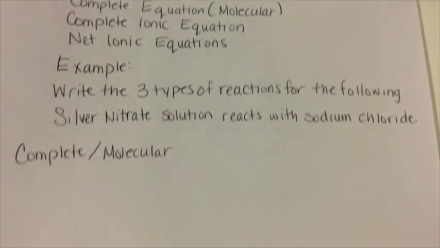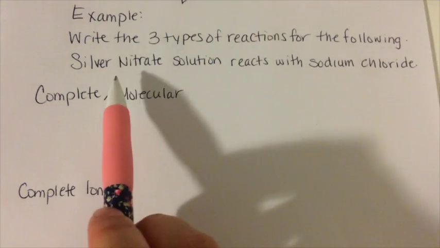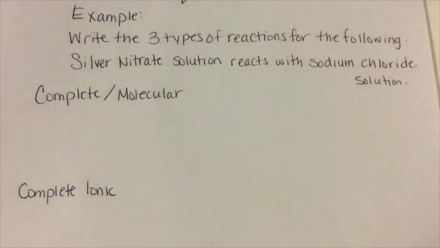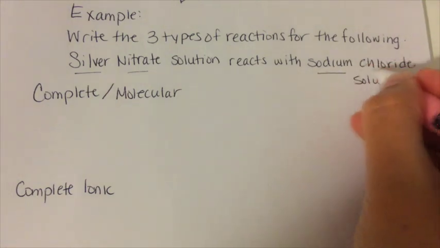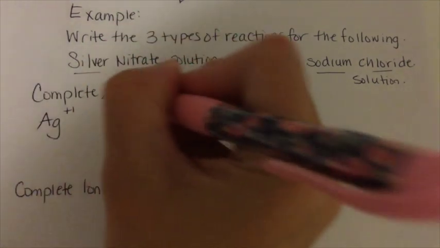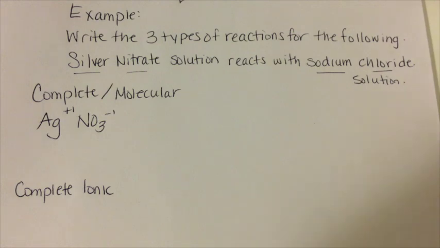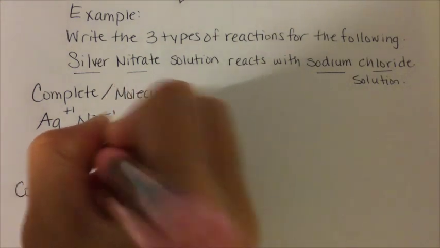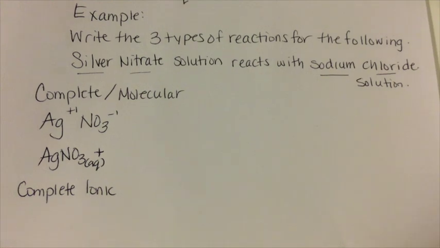So for example, if we want to write those 3 types of reactions for when silver nitrate solution reacts with sodium chloride solution, the first thing we're going to need to do is figure out the formula for the silver nitrate and the sodium chloride. So silver has a charge of +1 and nitrate has a charge of -1. So when we crisscross and drop the signs, that becomes AgNO3, and that's aqueous because they said it was a solution.